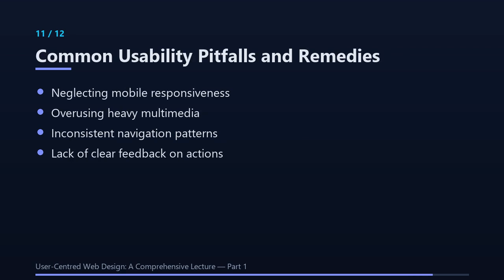Even with a solid design framework, many sites fall into recurring usability traps that erode user satisfaction. One frequent oversight is neglecting mobile responsiveness. A layout that works on a desktop may become unusable on a smartphone, causing frustration and abandonment. Another pitfall is the overuse of heavy multimedia, large images, videos, or scripts that slow page loads and consume bandwidth, especially on slower connections.